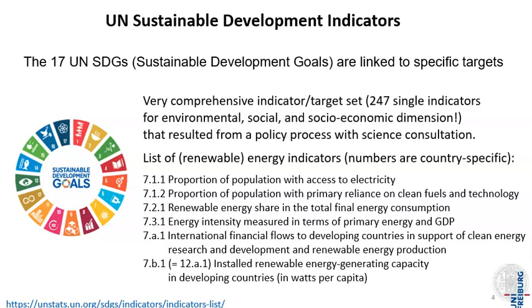So here as an example, there is a list of all the indicators that are directly relevant for renewable energy, which is mostly goal number 7, but also one indicator appears again in goal number 12. So we want to know what is the proportion of population with access to electricity, or we want to know how much installed renewable energy capacity is there in different countries, especially in the developing world.